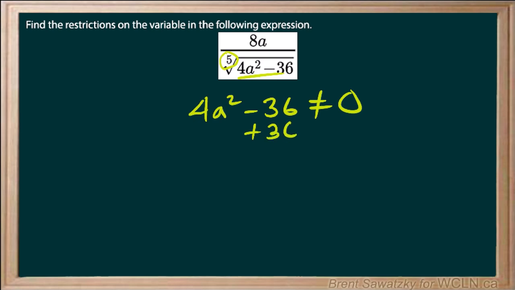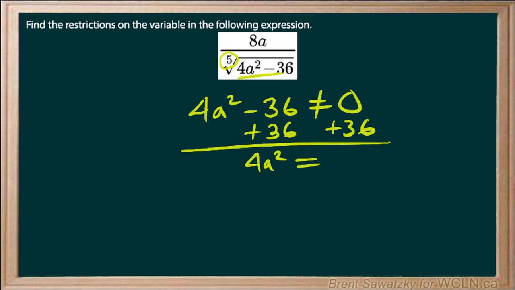Plus 36 plus 36, and we're left with 4a squared is not equal to 36. And divide by 4, and we're left with a squared cannot equal 9. And then we square root both sides in order to get that sorted out.